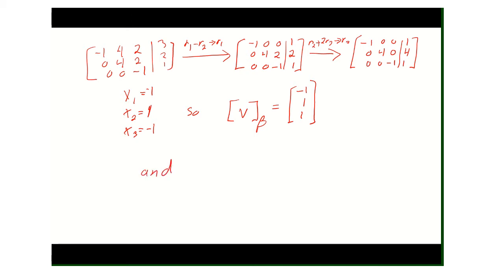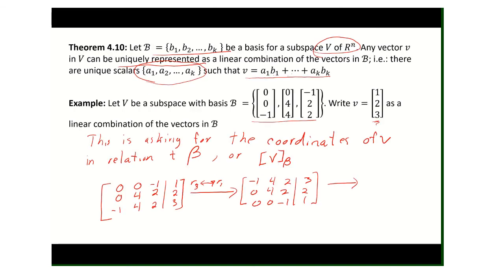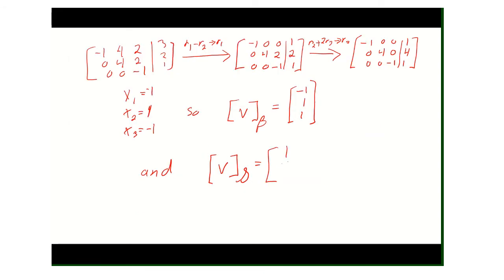And just to put it in the terms that we had before, the coordinates of that point in relation to the standard basis are just the numbers we started with: 1, 2, 3. Okay, so that is showing the coordinates of a vector in a different basis. It's giving the directions on how to build that vector using a different basis.